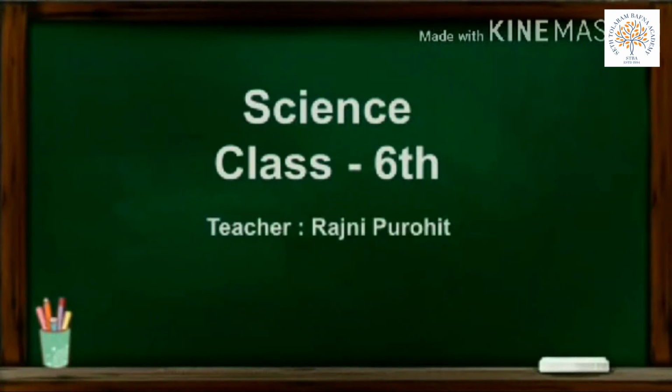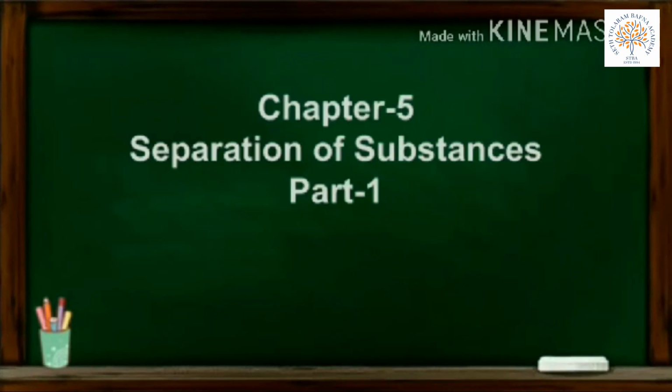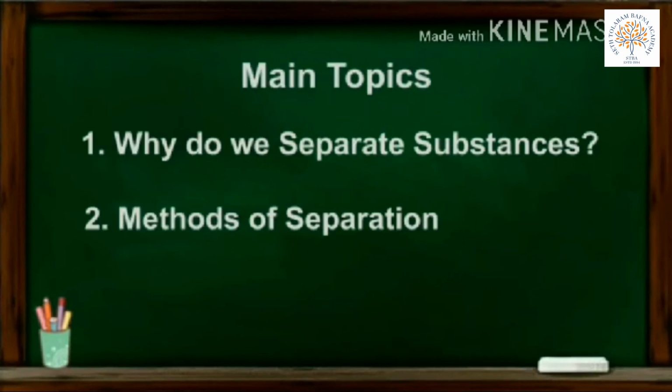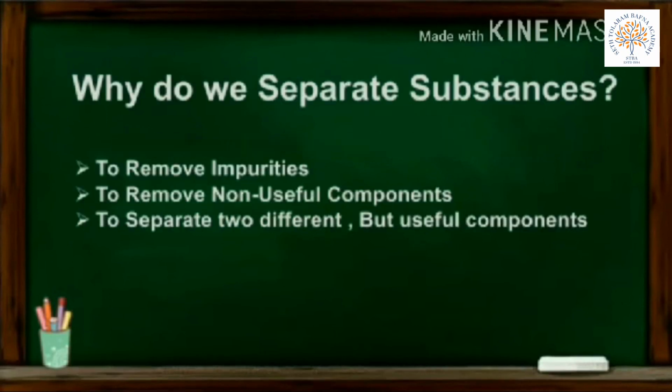Today I have selected a topic of class 6, chapter number 5, separation of substances. The main topics today we will discuss are why do we separate substances and different methods of separation. So let's start with the very first topic, why do we need to separate substances? Basically, it is for three main reasons. First, to remove impurities, to remove non-useful components, and to separate two different but useful components.